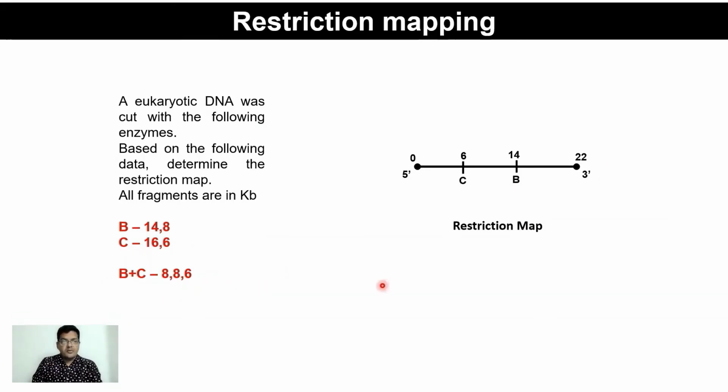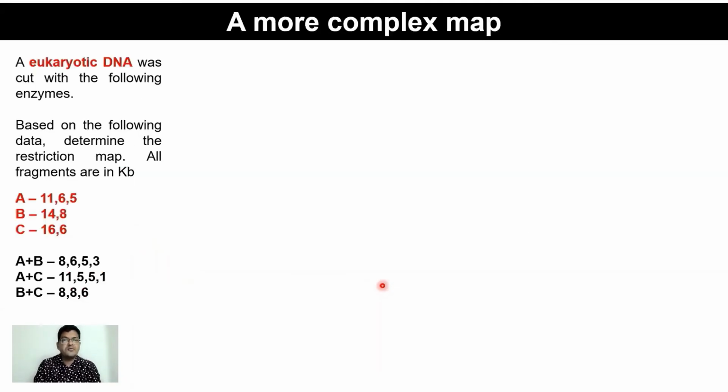And let's now do a little more complex question than this. So let's add one more restriction site to this and see how the complexity increases and how much more we have to work to get the restriction map. So here you are, and this is a new question now. A eukaryotic DNA was cut with the following enzymes. Based on the following data, determine the restriction map. All fragments are in kilobases.